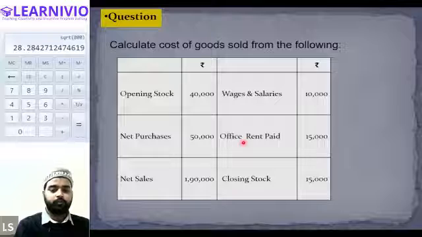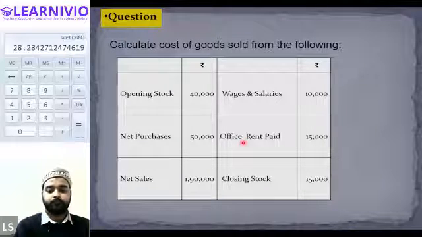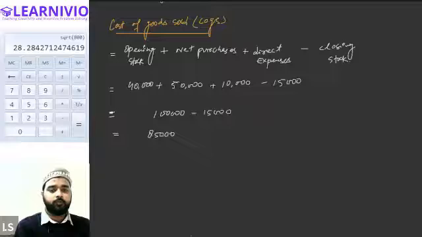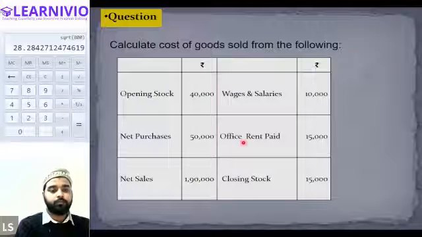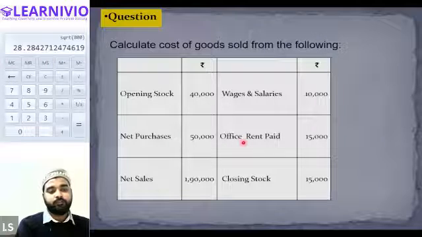So let me also show you the correct solution. This will be your solution: opening stock plus net purchases plus direct expenses minus closing stock. Opening stock is directly given in the question, 40,000. Net purchases is also given, 50,000. Direct expenses is already given by the name of wages and salaries. And the question also gives you one more expense, office rent paid, 15,000.